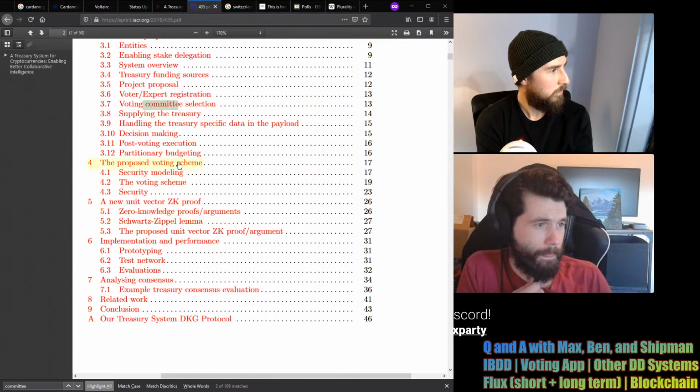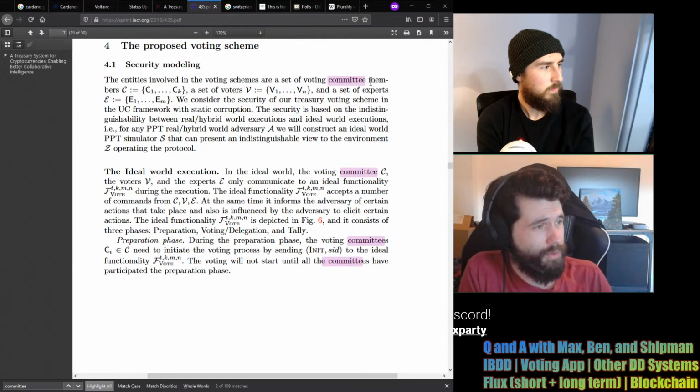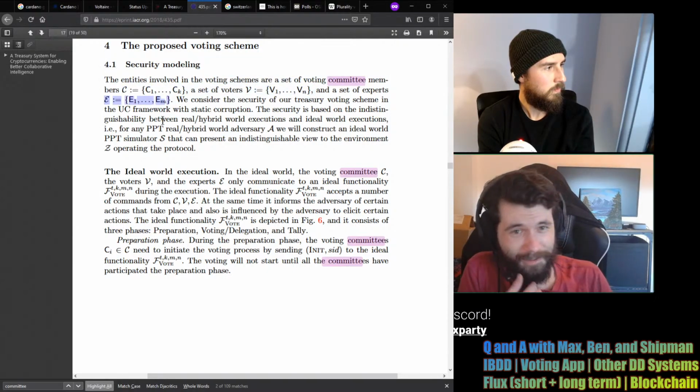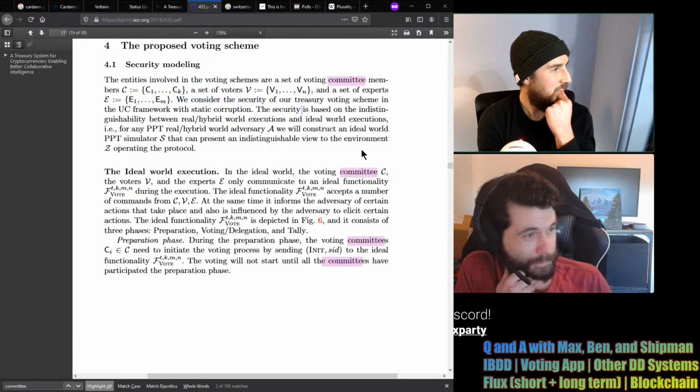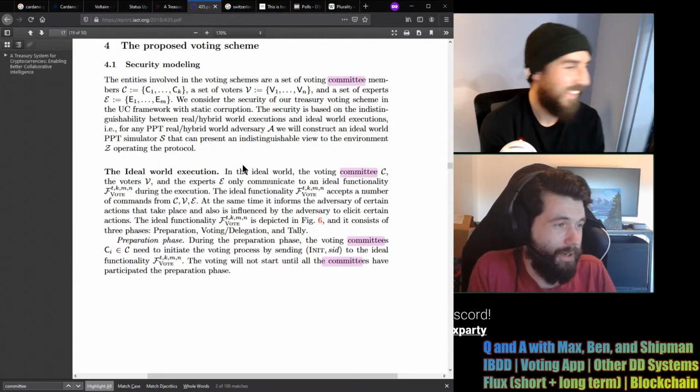Okay, so as far as I can see, the entities involved in the voting schemes are a set of voting committee members, blah, set of voters. Okay, so apparently these are two different things. And a set of experts. Ah! There we go. Found the weasel. So the entities involved in this voting scheme are a set of voting committee members. Yeah, I'm not reading. I can't understand what I'm reading. No, I can't read it really quickly either.